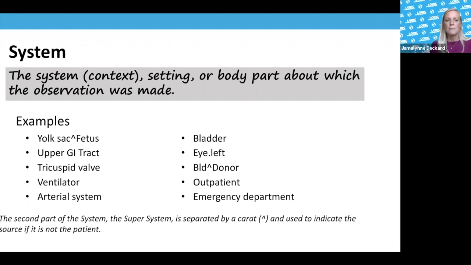The second part of the system is the hat caret, as represented by the examples of fetus and donor. This is used to indicate if the source is not the patient. In all other cases, like the bladder or the left eye, outpatient even, ventilator, the assumption is that you're talking about the patient. Only when we need to distinguish results that are not the patient do we use that hat, the super system. This is needed when results from the donor, for instance, or from the fetus are going to be stored in the patient record. So it's not in the donor's record, it's going to be stored in the patient's record.